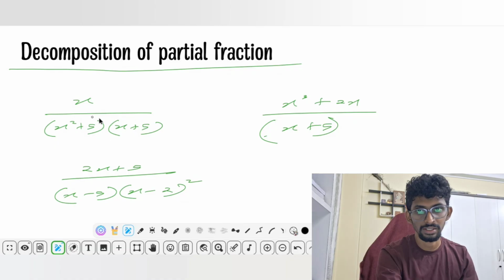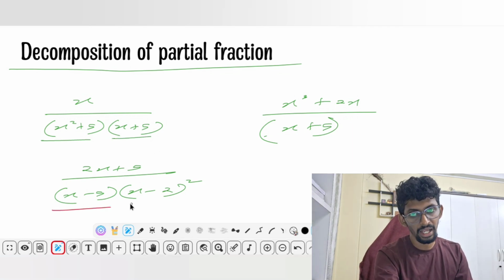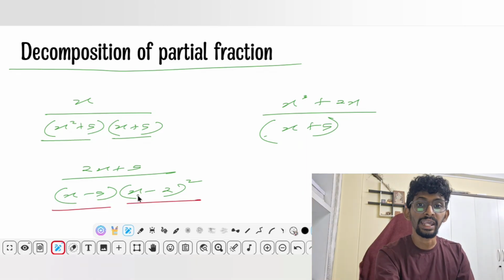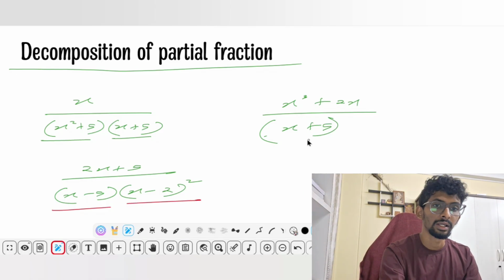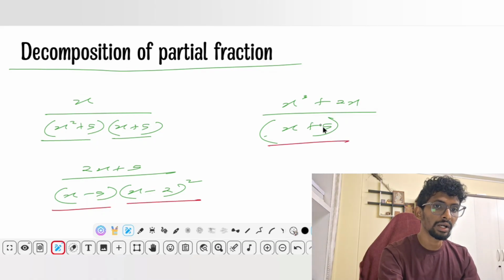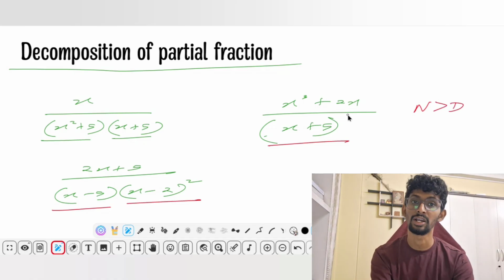Let us observe this. In the first one, you can see in denominator there is one quadratic equation and one linear. And in the second one, again it's a linear and quadratic but in a minus b whole square form. And in the third one, denominator is linear, but you can see degree of numerator is greater than denominator. So there are different ways to decompose this. So let us learn that.